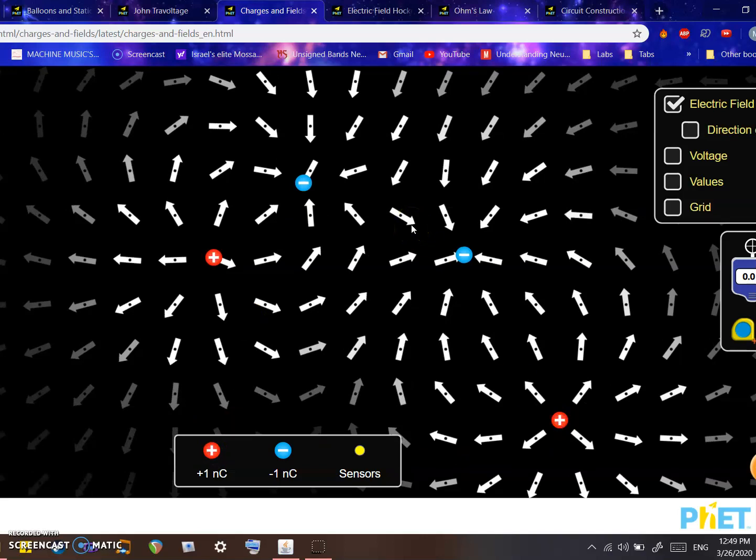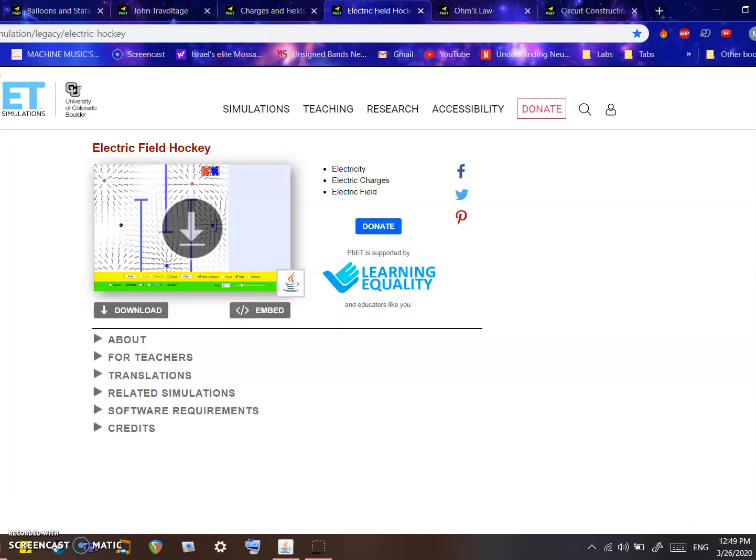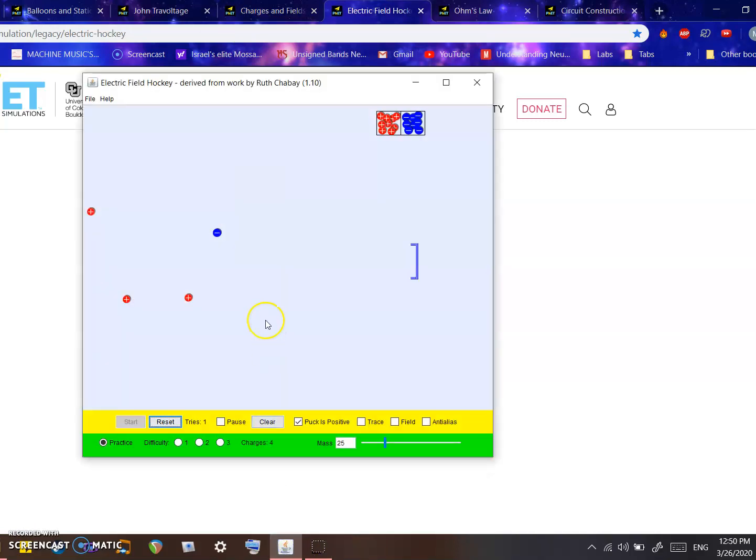Now what would be really interesting would be to see how a free charge actually interacts with these, right? These are all held in place, so they're not moving. Luckily, there's another simulation for this. So this is the electric field hockey simulation. This one downloads instead of being played in your browser. So I have that loaded up right here.